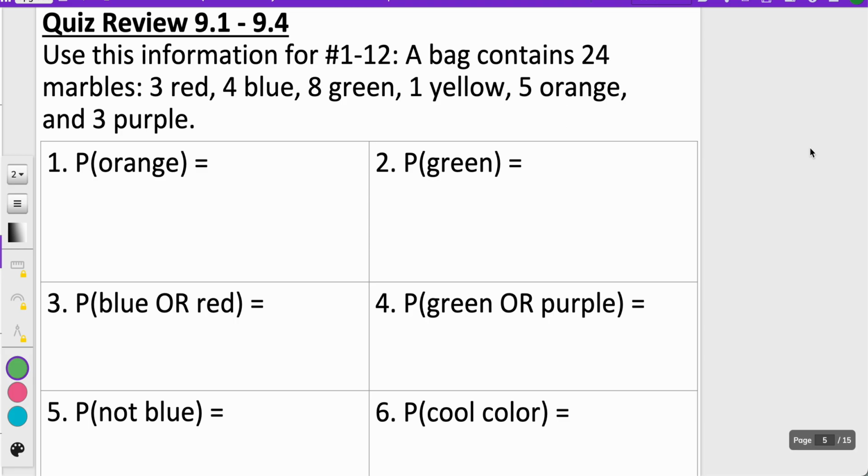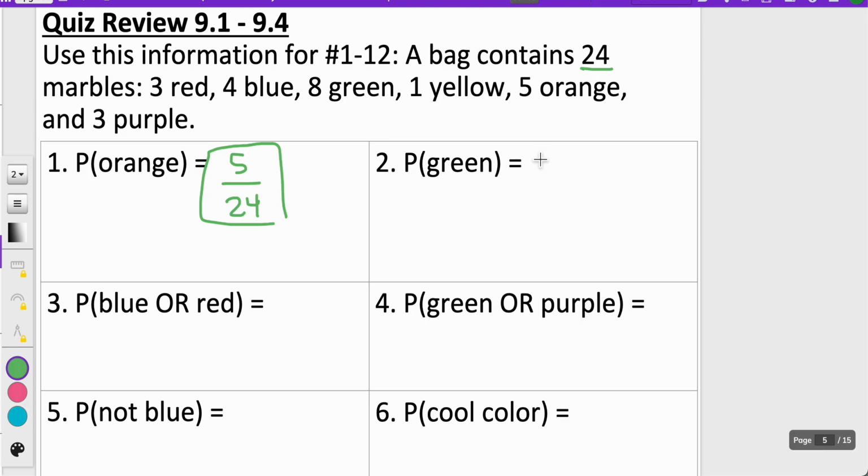For the first section of 12 questions, it says use this information. We have 24 total marbles, so that's important. And we have 3 red, 4 blue, 8 green, 1 yellow, 5 orange, and 3 purple. So the first one says, what's the probability of orange? That is 5 out of 24. It can't be simplified, so we keep it as it is.